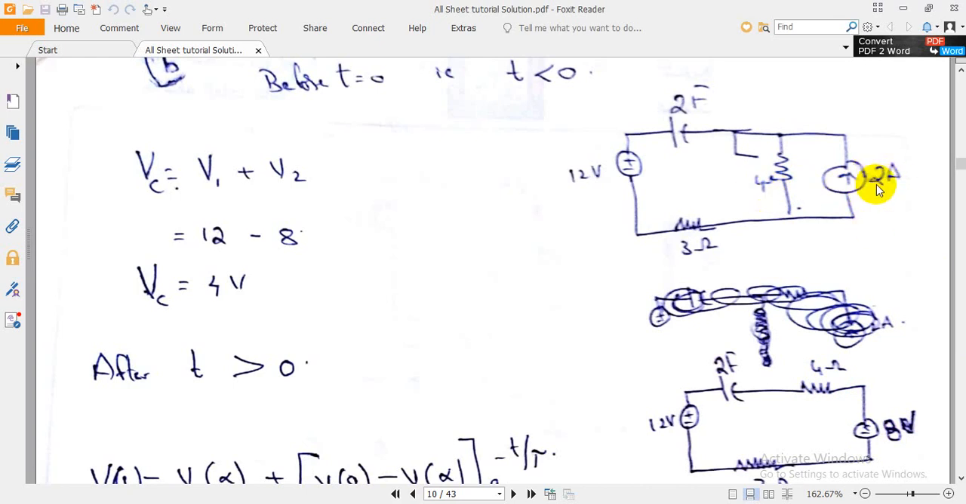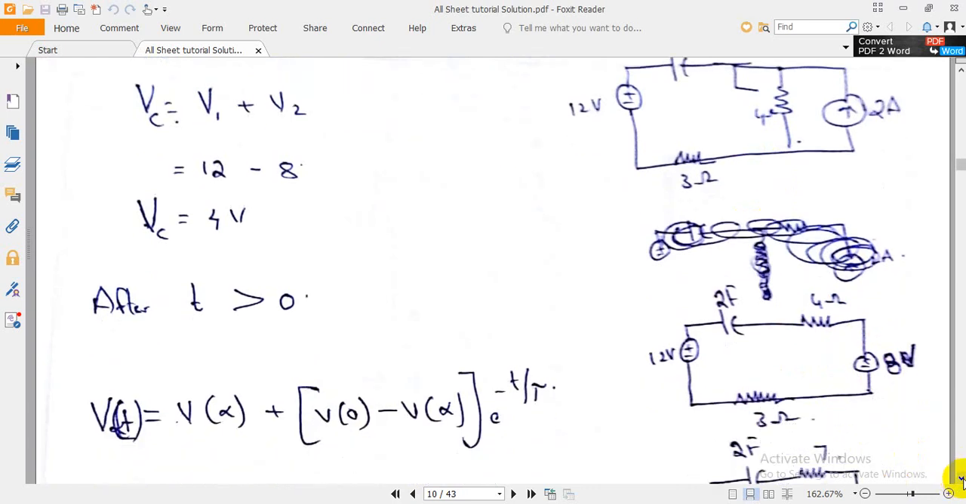V equals IR. V here is 2 and R is 4. 4 times 2 is 8. 8 volt will be the source. The current source will be converted into a voltage source and its value is 8, 4 multiplied by 2, 8. And the same resistance in series. It can be replaced like this.